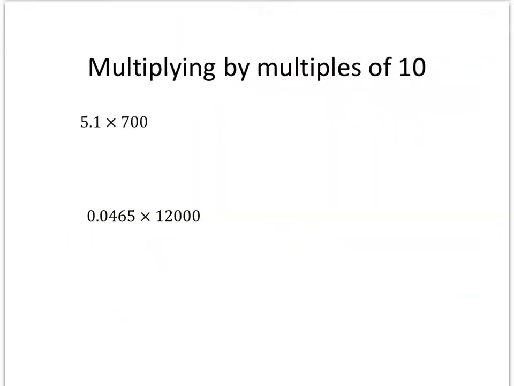Okay. We're going to look at multiplying by multiples of 10. So multiples of 10 are any number that end in a 0. And the way we're going to do this is, if I have this one, 5.1 times 700, I'm going to break 700 up into 7 and 100. So I'm going to think about this as 5.1 times 7 times 100. Okay, so there, that was my 700.